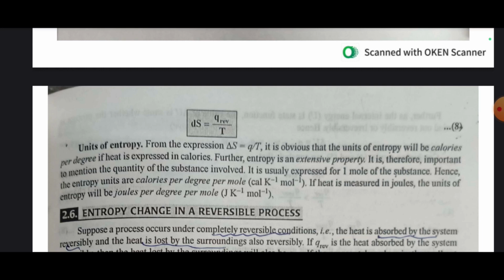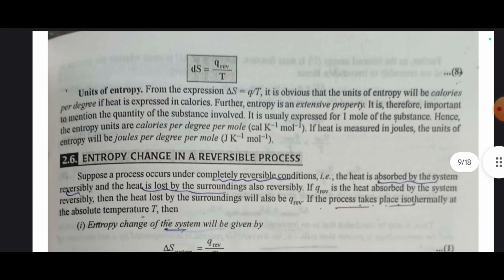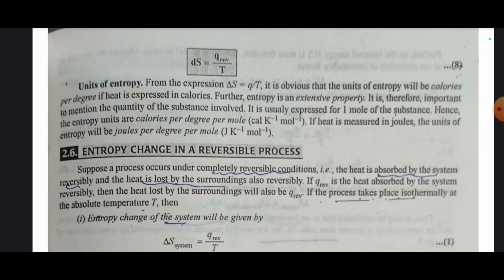Units of entropy. From the expression delta S is equal to Q by T, it is obvious that the units of entropy will be calories per degree if heat is expressed in calories. Further, entropy is an extensive property. It is therefore important to mention the quantity of the substance involved. It is usually expressed for 1 mole of the substance, hence, the entropy units are calories per degree per mole. If heat is measured in joules, the units of entropy will be joules per degree per mole.